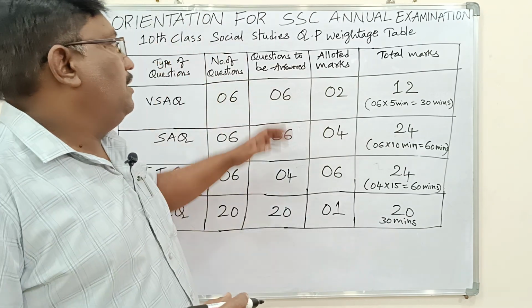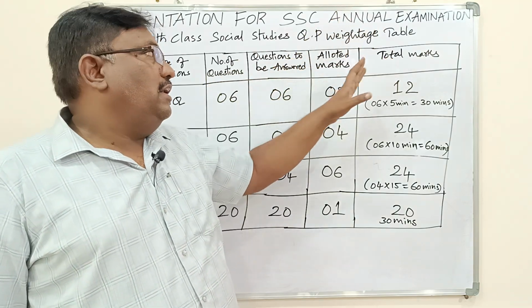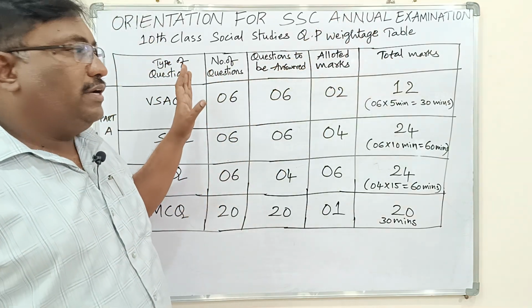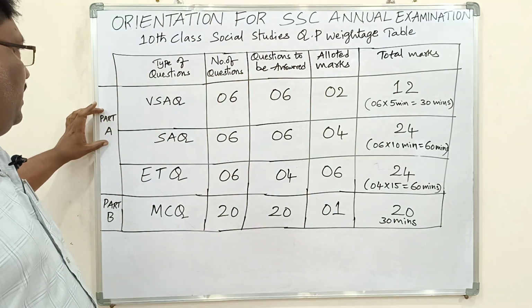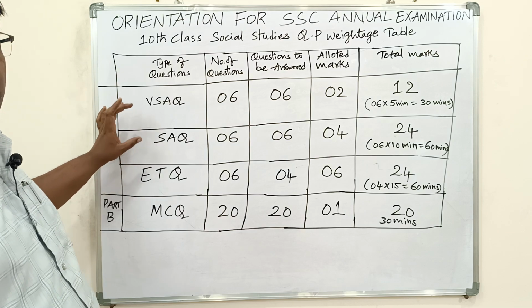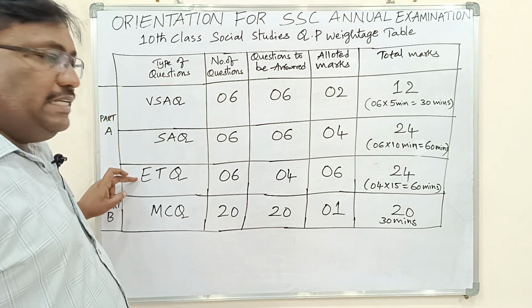Children, here we have the 10th class social studies question paper weightage table. Based on the weightage, first, the type of questions. In Part A, there are three types of questions: one is very short answer type, one is short answer type, and one is essay type.